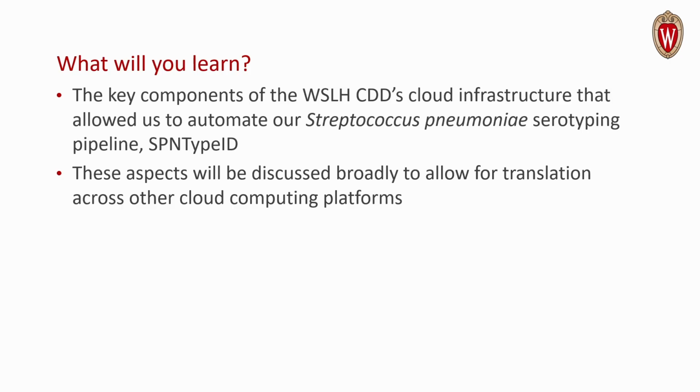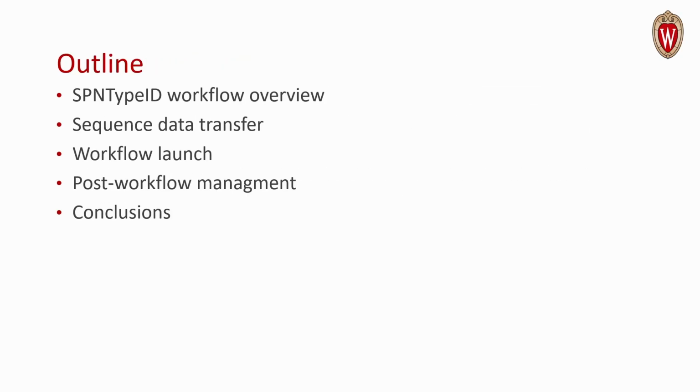As for what you'll learn, today we're going to discuss the key components of our cloud infrastructure that allowed us to automate our Streptococcus pneumoniae serotyping pipeline, which is called SPNTypeID. These aspects will be discussed broadly to allow for translation across other cloud computing platforms. I'm going to be talking a lot about AWS, Amazon Web Services, and the pieces of AWS that we use for our cloud computing infrastructure, but I'm going to talk about it in a way that, hopefully, if you have a cloud computing platform other than AWS, you might have an equivalent tool that would allow you to do something similar.